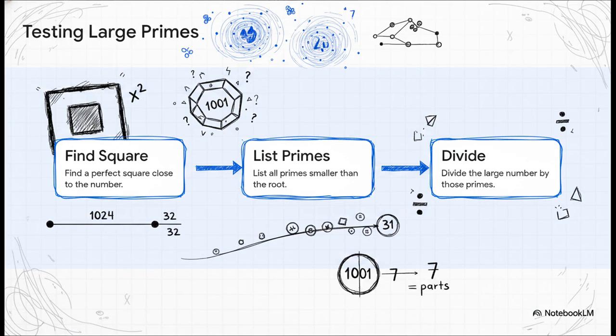But what if you're faced with a massive number, like 1001, and you desperately need to know if it's prime? You definitely don't want to test every single number. No way. Just use this 3-step method to systematically hunt down its factors and prove it isn't prime. First, find a perfect square close to your number, like 1024, which is 32 squared. Second, list all the prime numbers smaller than that root, so, everything up to 31. Third, just divide your large number by those specific primes to see if it cuts evenly. If it does, like 1001 dividing evenly by 7, you've proved it isn't prime. It's basically a math superpower.